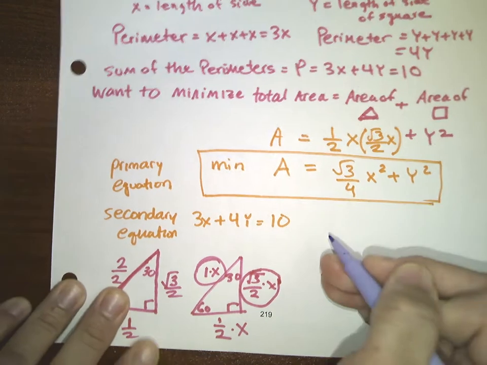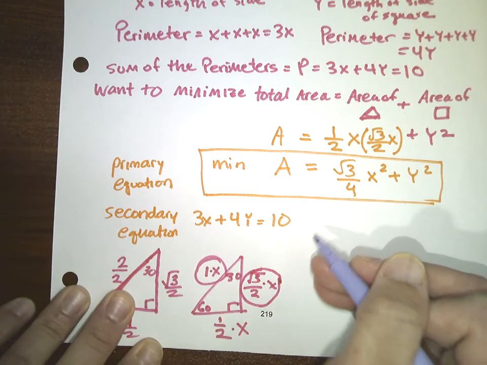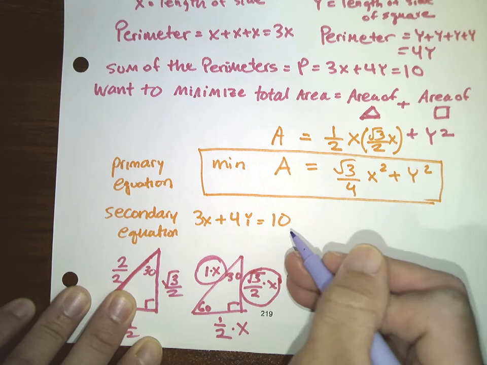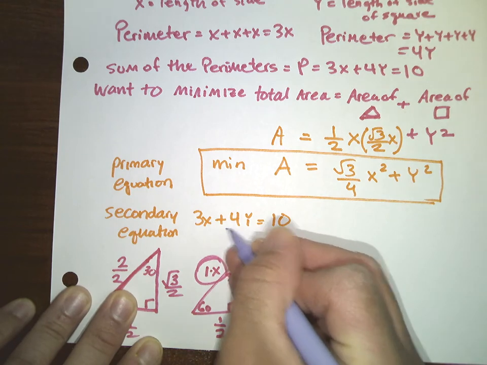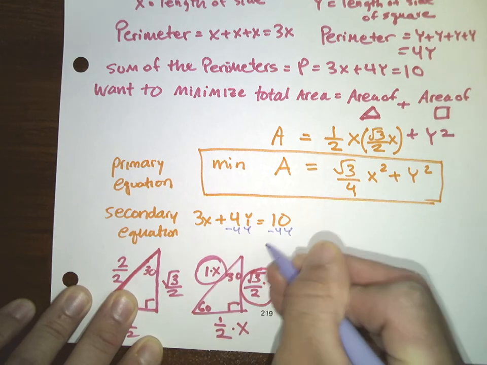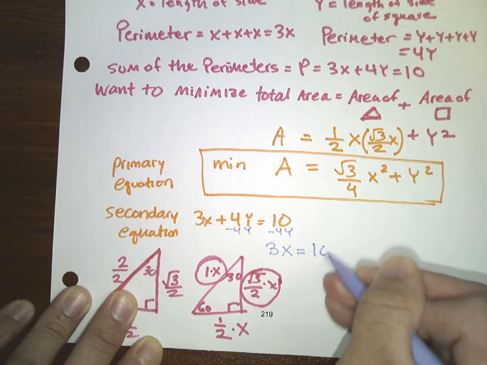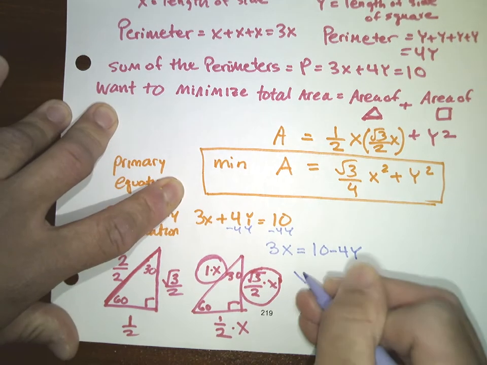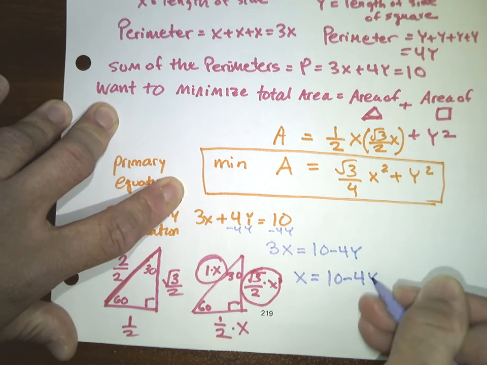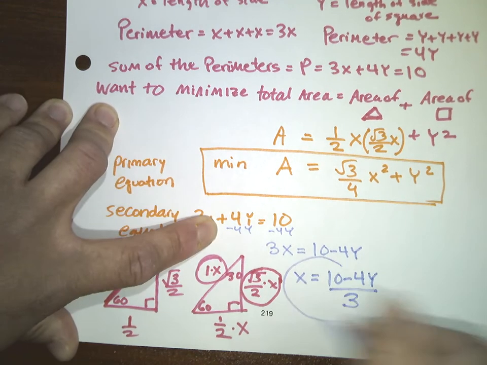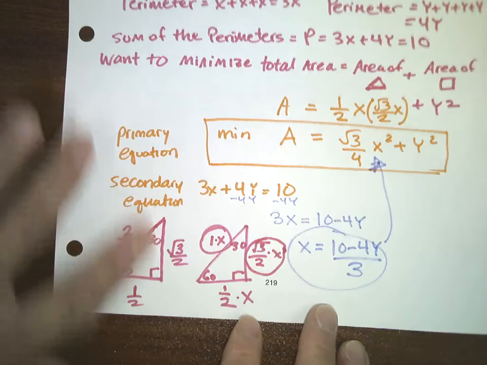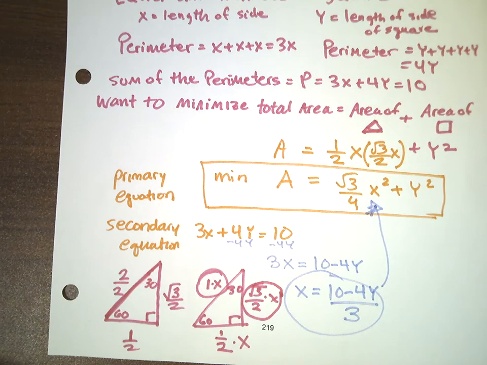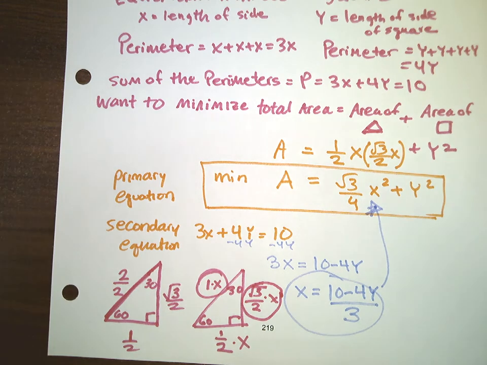All right, so then I'll pick one of the variables to solve the secondary equation for. So how about x? I'll just subtract the 4y from both sides. So I have 3x is equal to 10 minus 4y. And then I'll divide by 3. So x is 10 minus 4y over 3. And that's what gets substituted in here. So when I substitute that into the primary equation, this is, quite frankly, going to be a big mess.